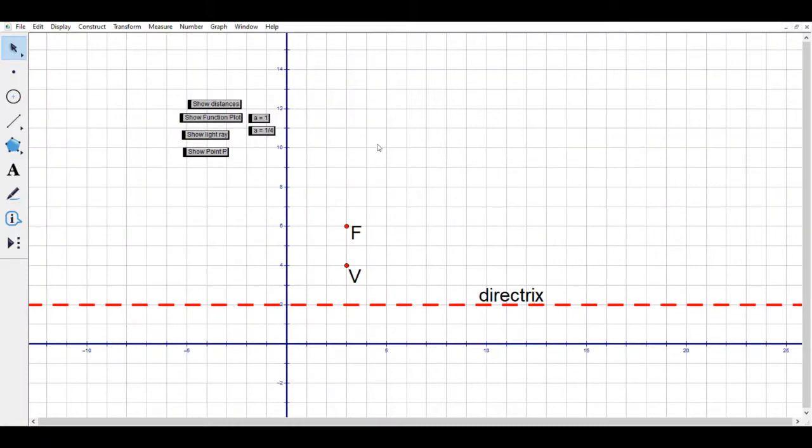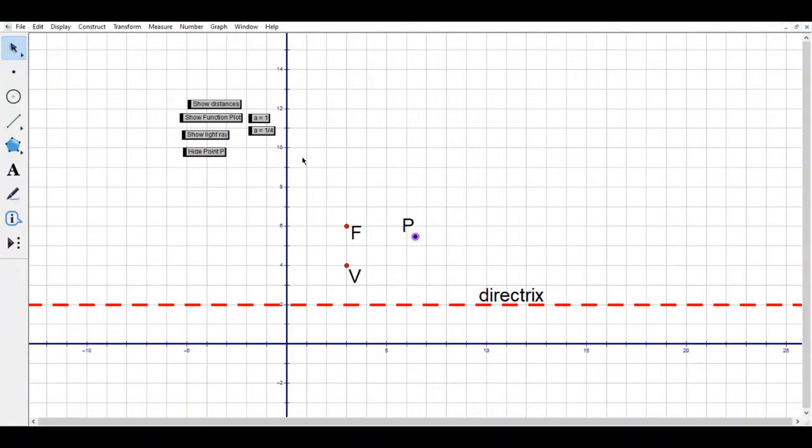Okay, so this software is useful for drawing graphs, among other things. And so you can see here I've created an XY coordinate plane. I have a vertex V, I have a focus F, and I have a directrix. And so the focus and the directrix play a predominant part in the definition of a parabola.